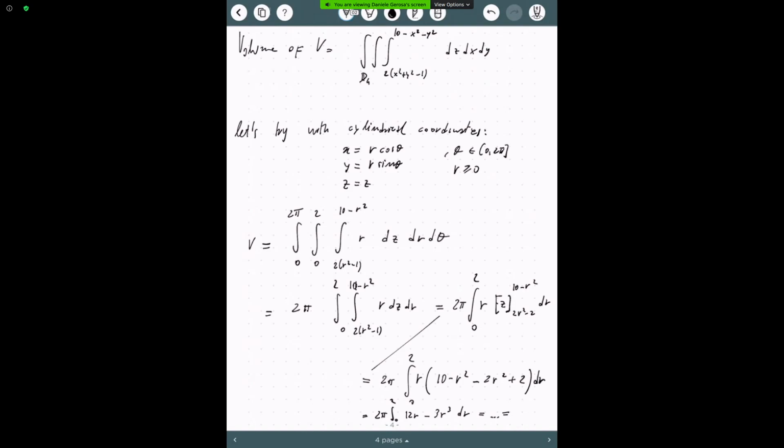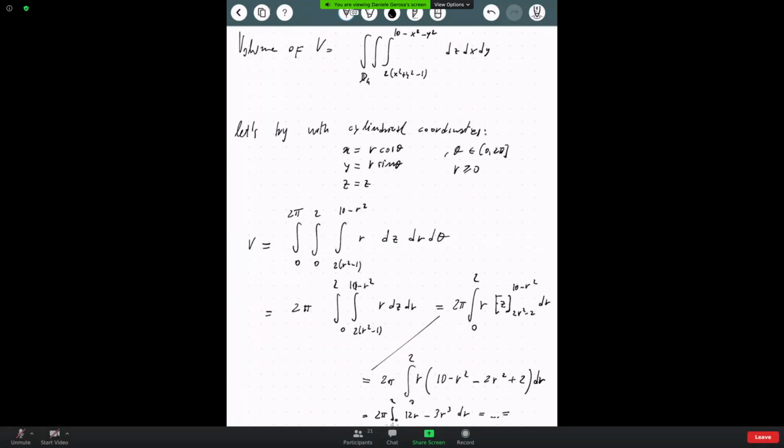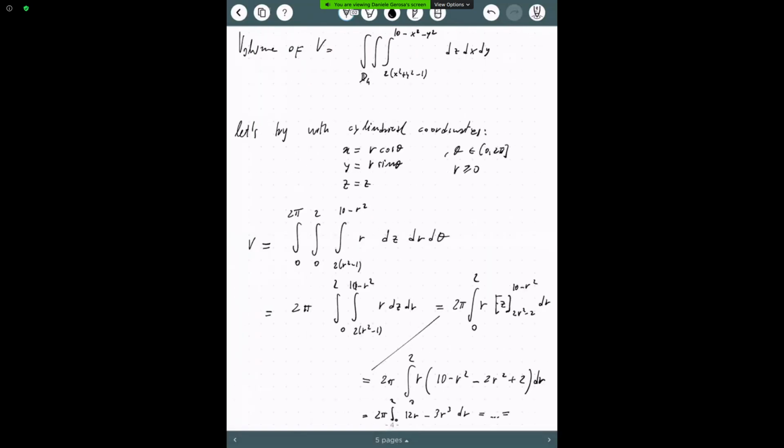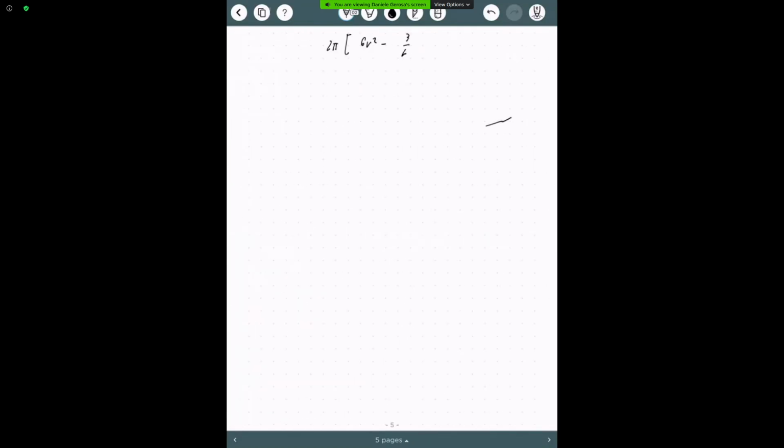Okay, so the result should be, let's see. So we have 2 pi times 6r squared minus 3 divided by 4r to the power of 4, I guess, between 2 and 0. So this is 2 pi times 24 minus, that's 16 divided by 4, which is 4 times 3, which is 12. So this is equal to 24 pi.